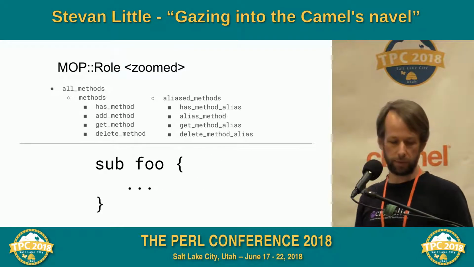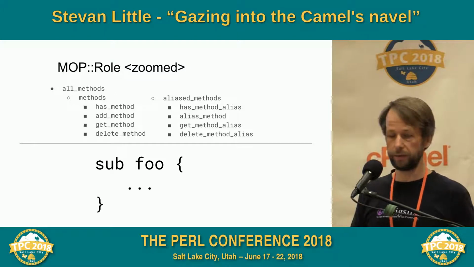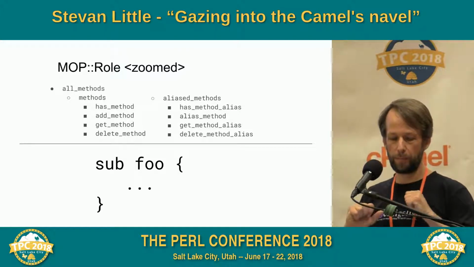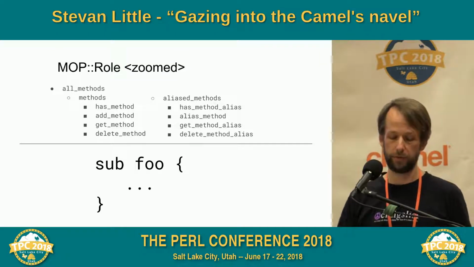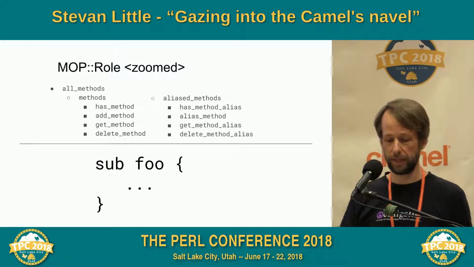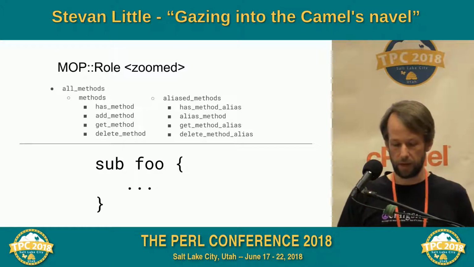Methods. Similar model here. All methods gives you all the methods, the regular methods and the alias methods. It doesn't give you the required methods. Just the regular methods and the alias methods, and again, those other things underneath do the same.